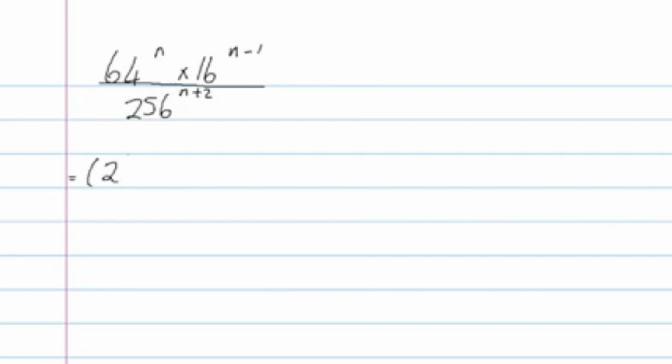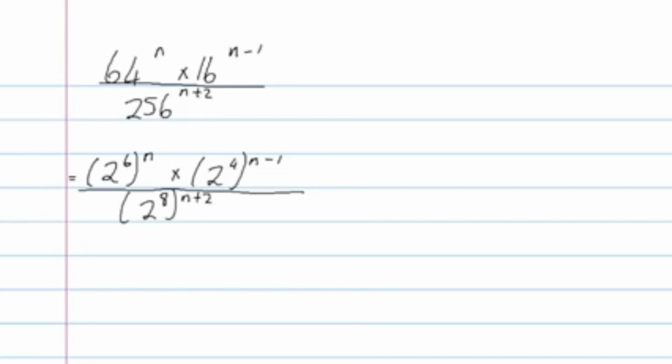So 64 is 2 to the power 6, all to the power n, and then 16 is 2 to the power 4, all to the power n minus 1, all over 256, which is 2 to the power, what do you get when you press your calculator? On my calculator it's reading 2 to the power 8, and then close bracket.